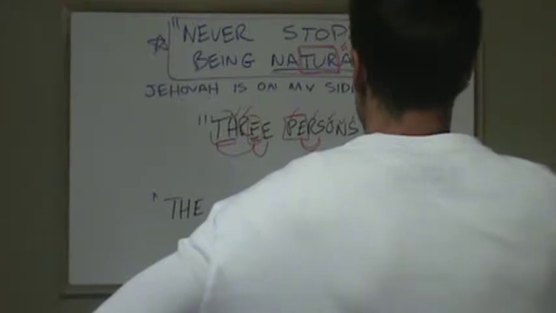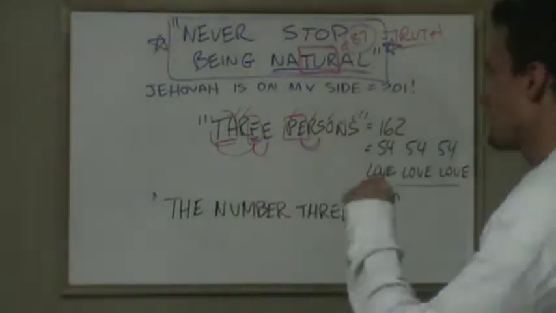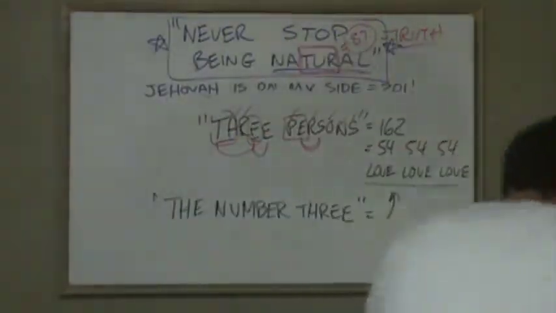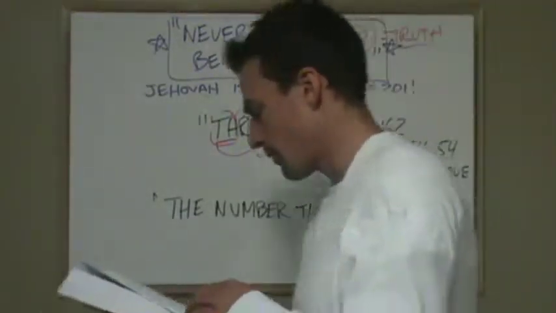I don't feel like letting this go, but I'm sure you can find the three loves and three persons and the number three. Do that for homework. Back to this. So three persons, one substance equals 300 perfectly. Genius.